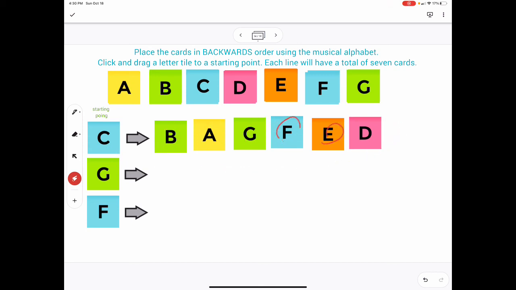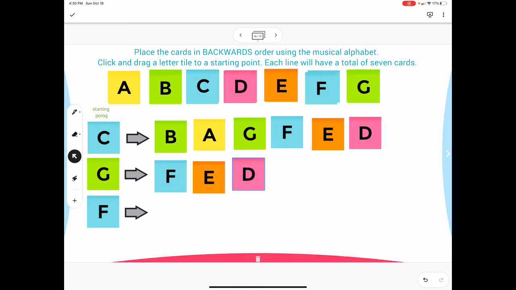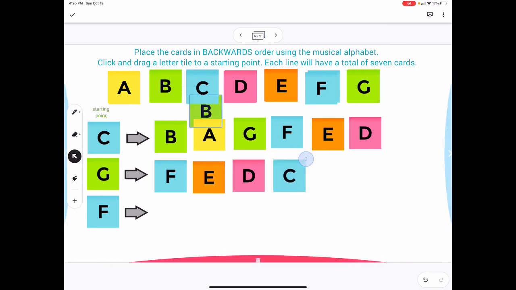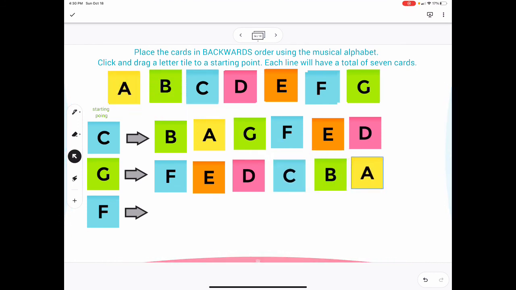All right, you go ahead and do G. I'll give you a couple of seconds. Starting backwards on G. Okay, so our note backwards from G would be F, E, D, C, B, A. All right, very good. One last one.